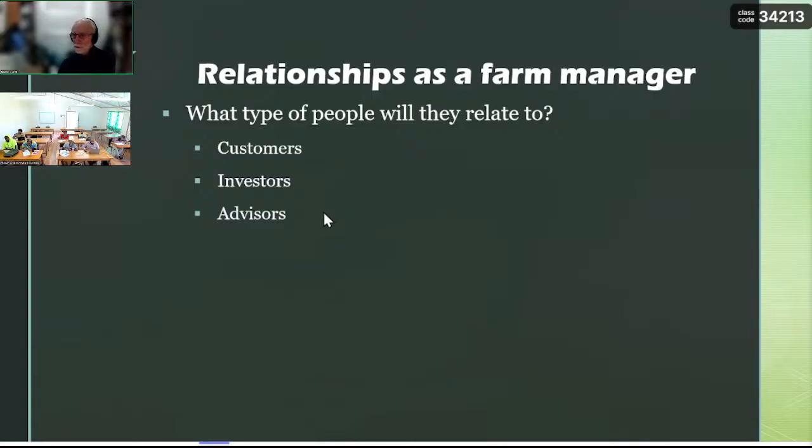There are those advisors. People in town who are experts. Maybe in the community, maybe in the next community, there are people who are running good chicken businesses and they will be very happy to help you. Lenders, there we are, the bank, community leaders and employees. So you've got all these people you are relating to.